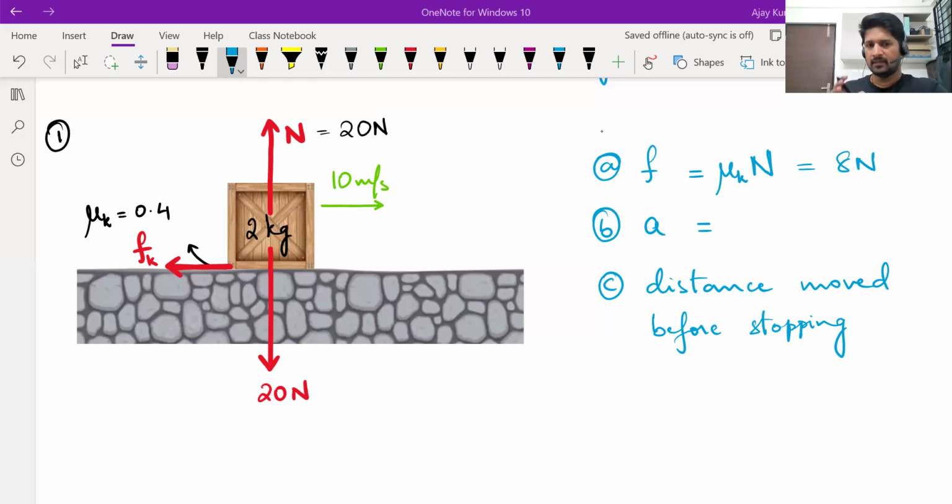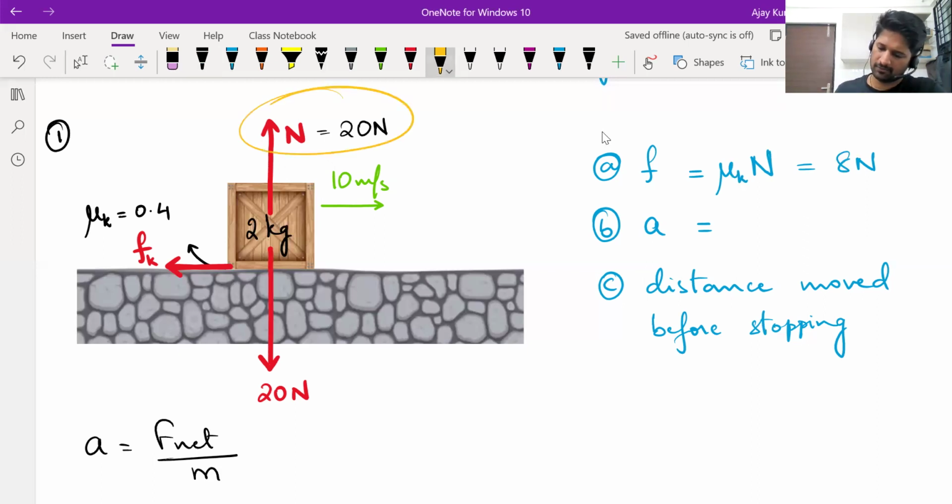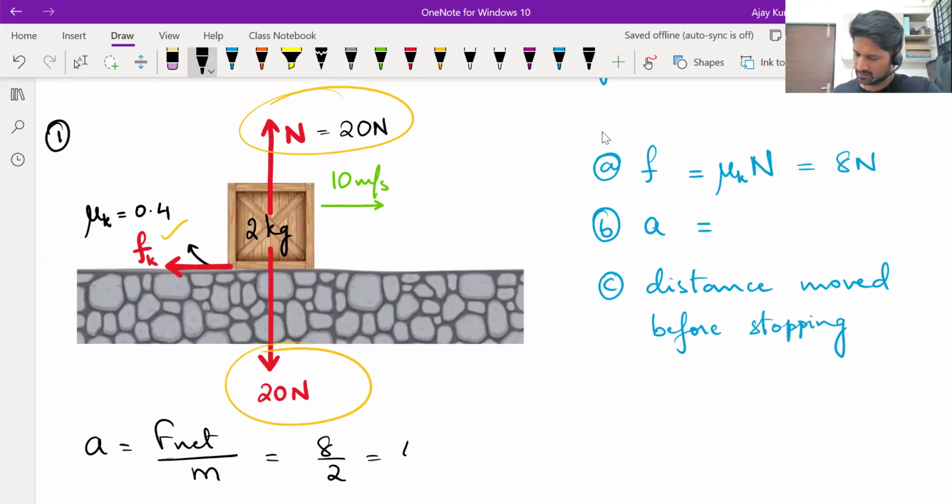So listen, you are given a situation and you are asked what is the acceleration of the object. Acceleration can be calculated as net force divided by mass. Now in this situation, normal force and 20 Newton weight are balanced. They'll get cancelled. The only unbalanced force is friction. That itself will be the net force on this block. So net force will be 8 newtons divided by mass of 2 kg. The acceleration is 4 meter per second square backward.